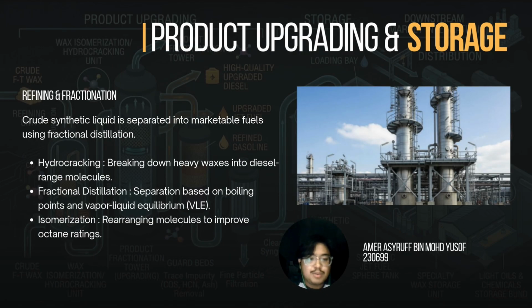Last but not least, we have the product upgrading and storage of the synthetic fuel. Refining and fractionation: crude synthetic liquid is separated into marketable fuels using fractional distillation. Firstly, we have hydrocracking, which is breaking down heavy waxes into diesel-rich molecules. Then fractional distillation, which is separation based on boiling points in vapor-liquid equilibrium, or VLE. And isomerization, which is rearranging molecules to improve octane ratings.